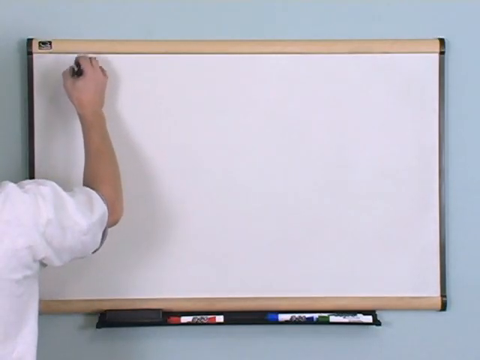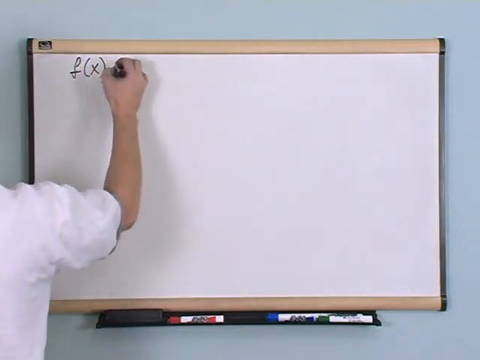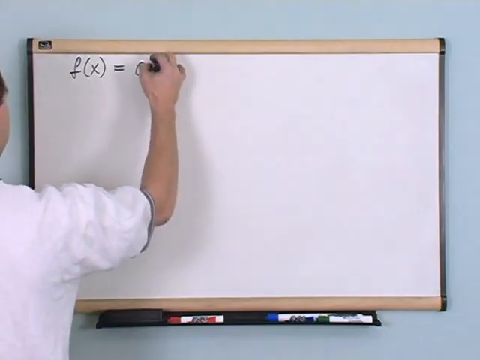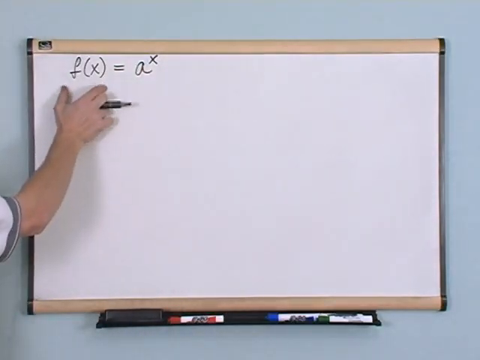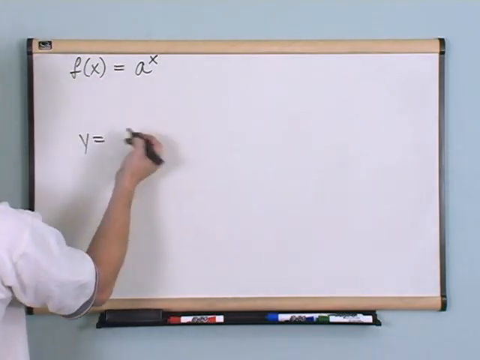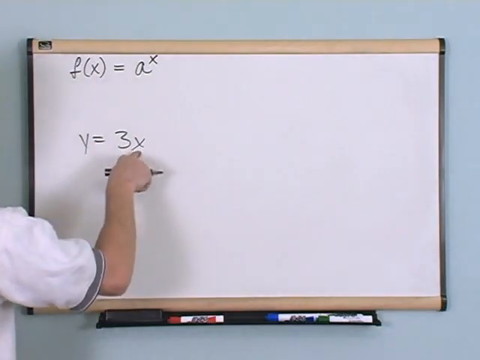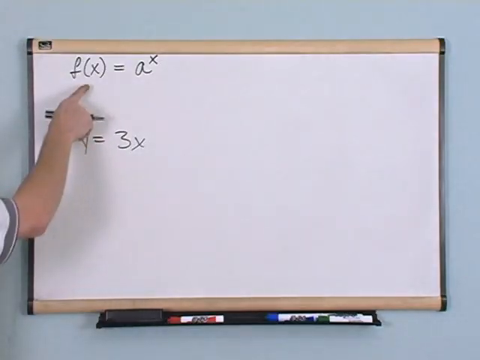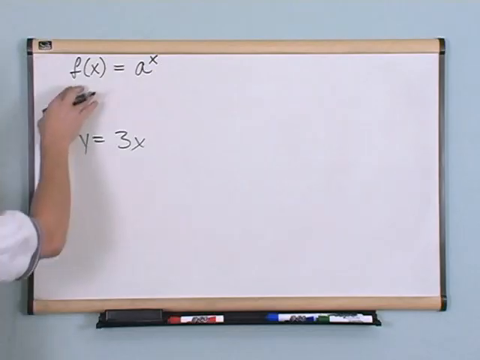Let's say we have f of x equals a to the power of x. Now, before we get going any further, I'm going to explain f of x. Up to now, all I've shown you is y equals 3x or something like that as an equation. What this means is you take a number for x, you stick it in here, and you get a number for y. This tells you the same thing. It's just another way of writing it. There's nothing magical about f of x.